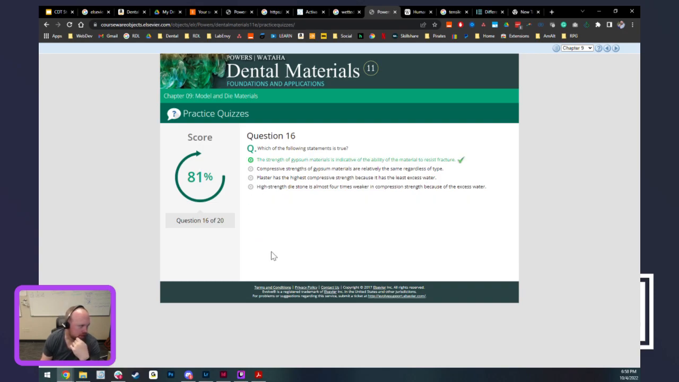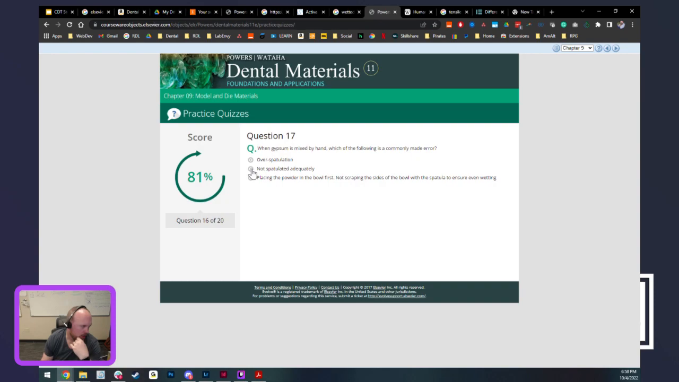When gypsum is mixed by hand, which of the following is a commonly made error? Not spatulated adequately. You didn't mix it enough. It wasn't spatulated. That's definitely going to be made into some sort of poster that is going into the stone and plaster room. All right, which of the following is almost always mixed mechanically? High strength dye stones.